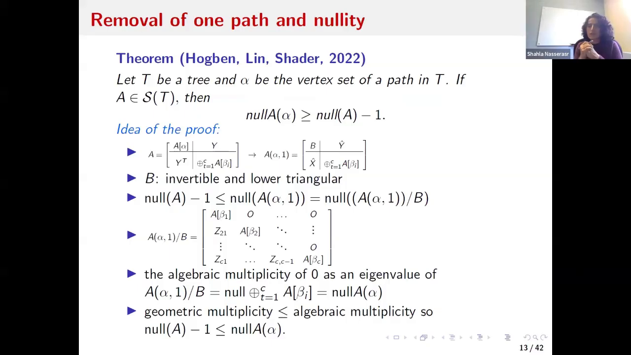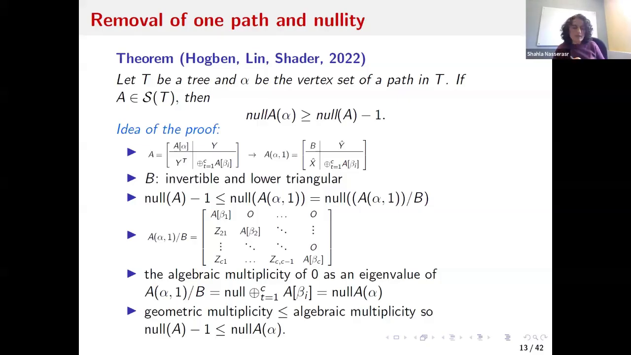So we can ask the question: do these help in saying something about the nullity of trees in general, and not just paths? And that has been answered with this nice lemma that says if we have a path with vertices in the set alpha, then by deleting all of the vertices, the nullity of the new matrix is not going to go down by more than one. And again, the proof for this is quite nice, so I'll mention that quickly too.